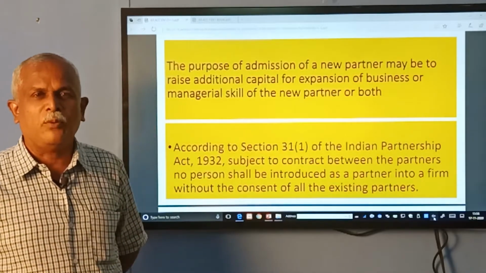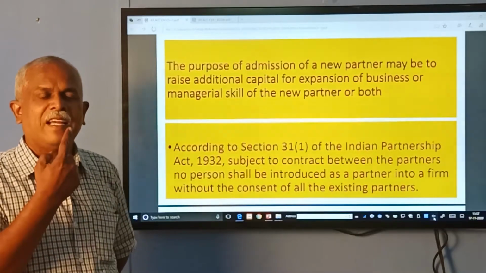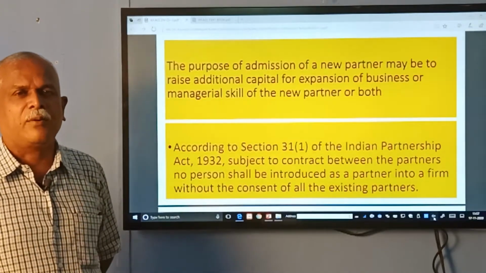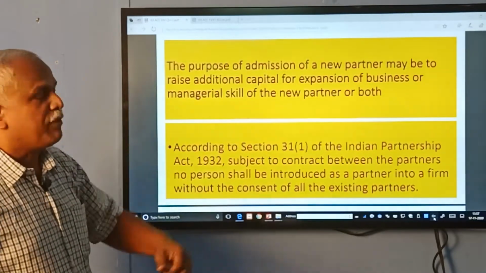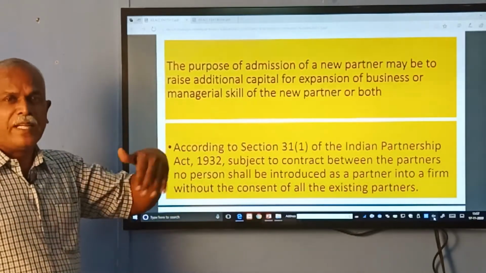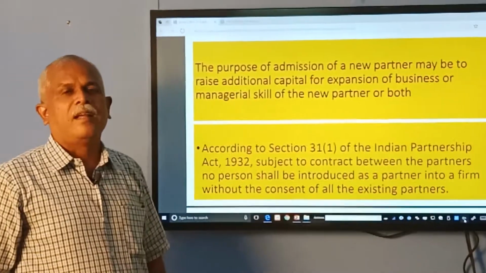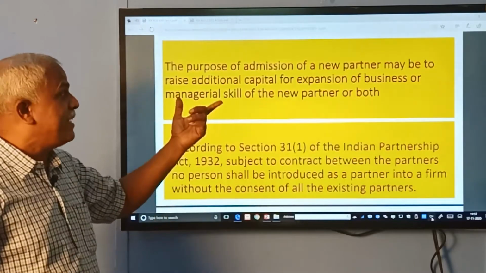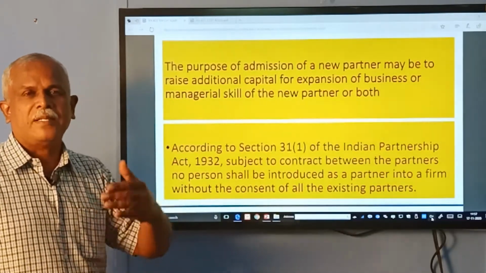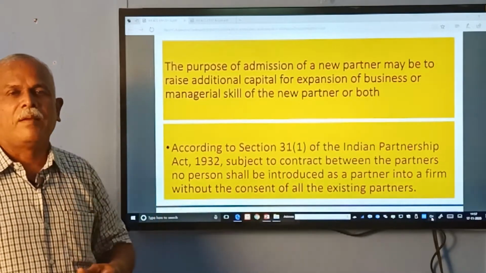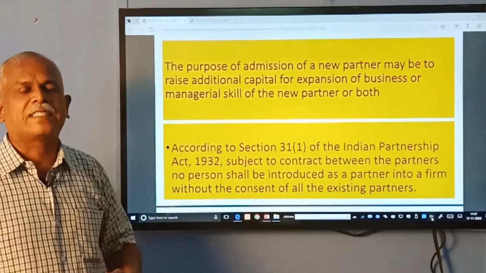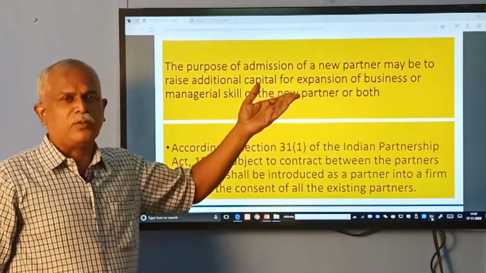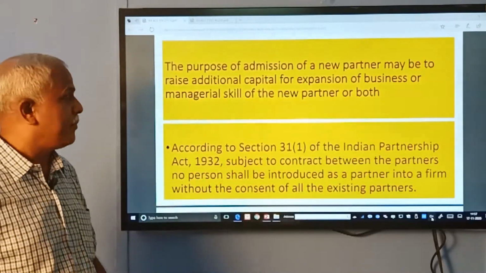So, let us see how admission is done and what the accounting implications are in preparing the final accounts. The purpose of admission of a new partner may be to raise additional capital, because the business wants to expand, or to bring managerial skill, new skills, because those who started the business must have become old and want to induct new blood, or both, that is capital as well as managerial skill.